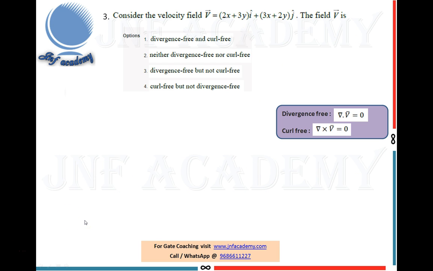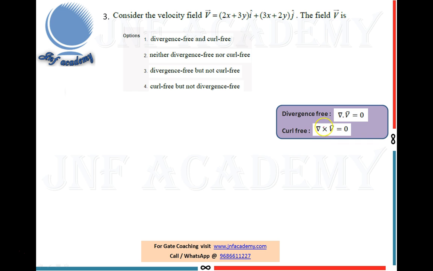Next problem. Consider the velocity field V vector given. It is a two-dimensional vector field. The field V is divergence free or curl free, etc. So you have to check whether it is divergence free and curl free. The definition of divergence free is that the vector field V satisfies del dot V equal to 0, then it is said to be divergence free.